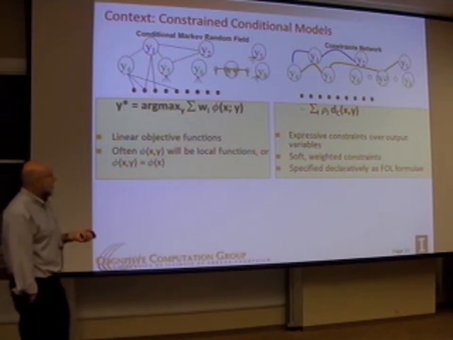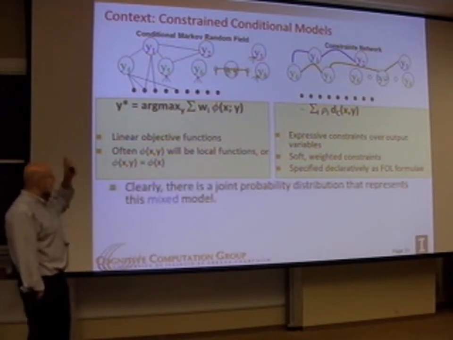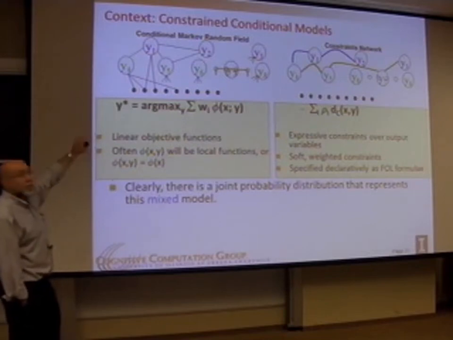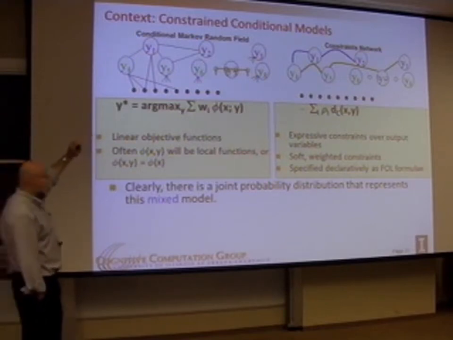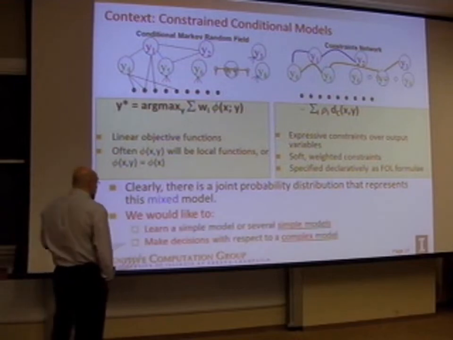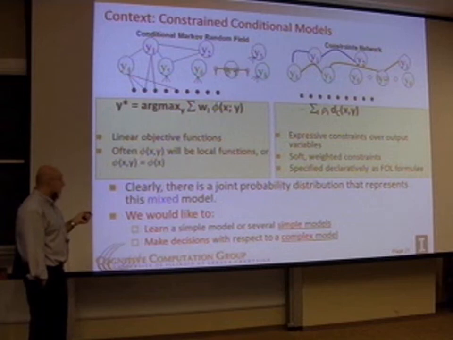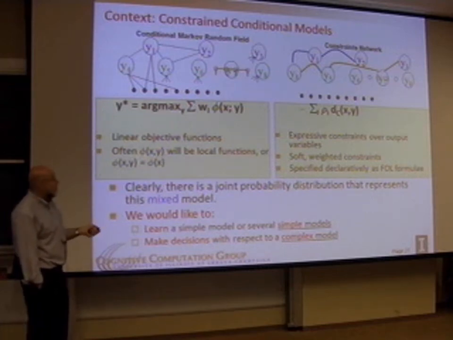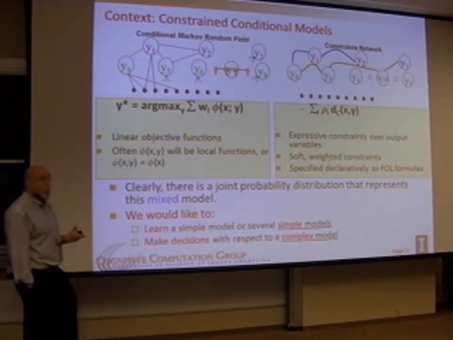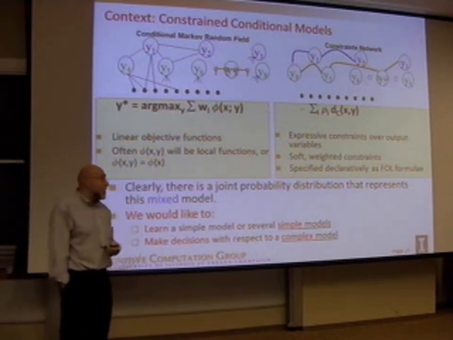Of course, there is a joint probability distribution that represents this mixed model. The issue is that I don't want to learn this. I want to be able to learn the simple model on the left, or several simple models, and nevertheless make decisions with this combined model, with this complex model. So that's basically the philosophy.